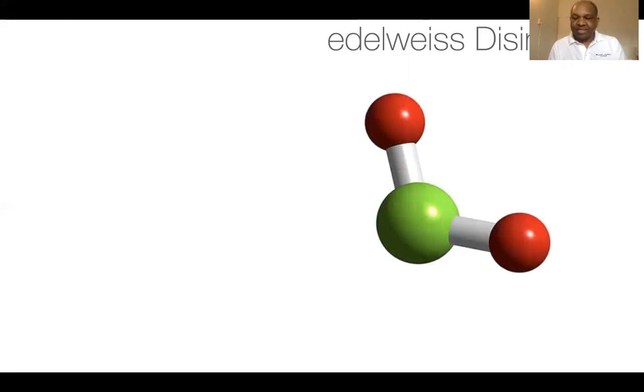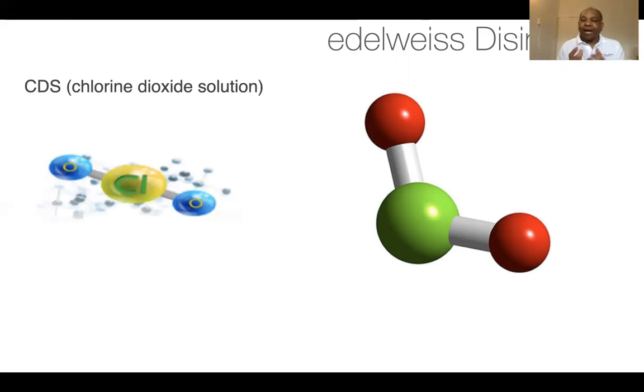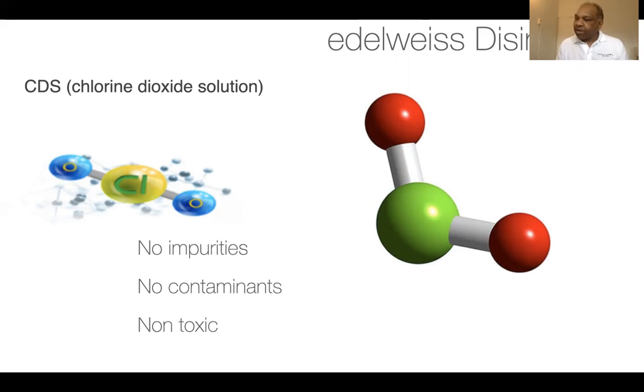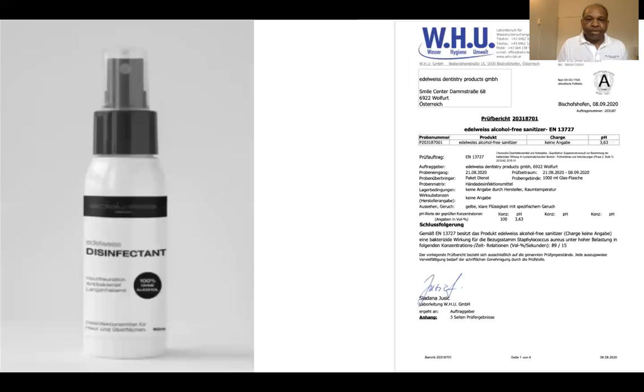So what is this Edelweiss disinfectant? The main ingredient is chlorine dioxide, which is a highly reactive oxidizing solution. It contains no impurities or contaminants, made of only 3 ingredients. It is totally non-toxic as chlorine dioxide breaks down into chlorides, which then disintegrate. So no contaminants or impurities are present in the Edelweiss disinfectant.